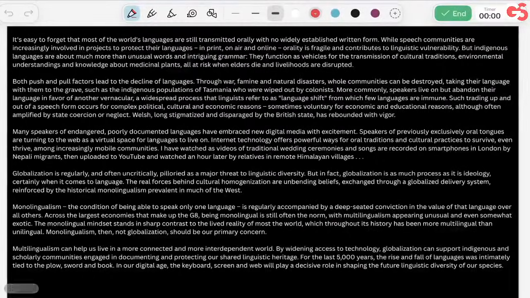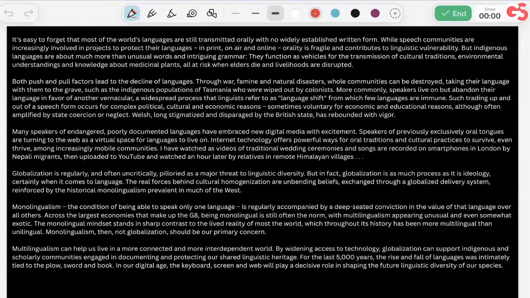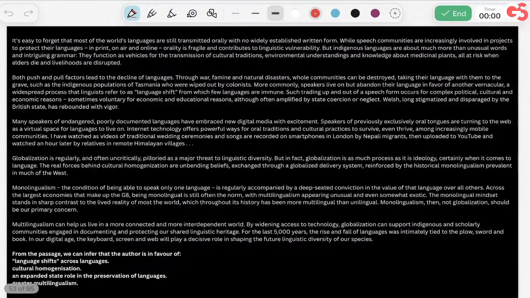So now my strategy is, first of all, I'll look at the questions. For certain questions I read the options, for others I don't. First question is about, from the passage we can infer that the author is in favor of language shift across languages, cultural homogenization, an expanded state role in the preservation of languages, greater multilingualism. Okay, there are four different options.